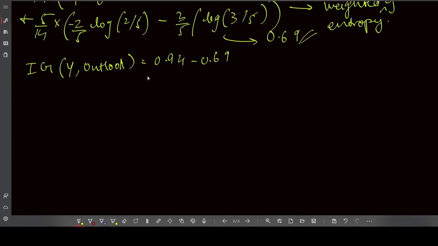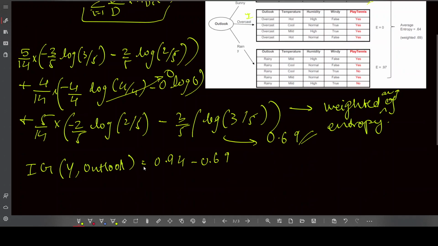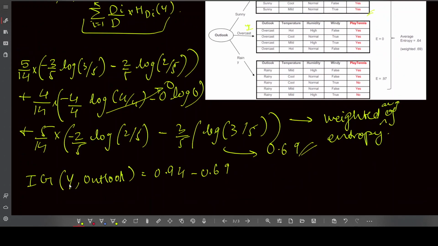Okay, I got 0.94 from the previous video. I've explained how I got 0.94 in the video titled entropy. And that's my information gain for the output variable, response variable y given outlook. So this comes out to be 0.25. Similarly, you have to calculate the information gain for y given every other feature.